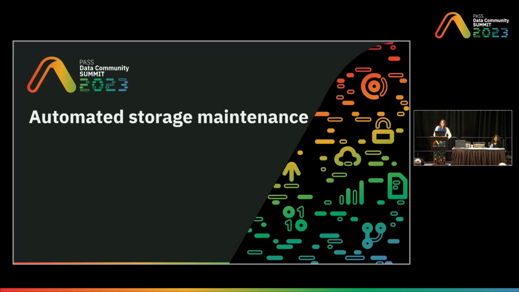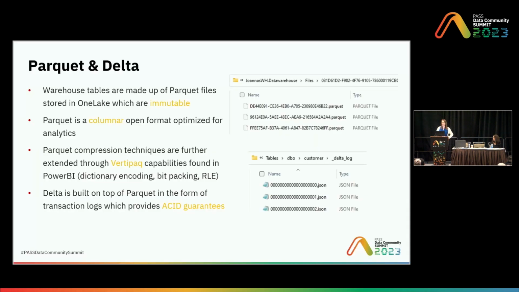Okay, let's talk about automated storage management and maintenance. This is a topic that ties into that no-knobs performance, no-knobs maintenance, and all those sorts of good things. So let's talk a little bit about Delta Parquet, which is what Fabric Warehouse and all the workloads in Fabric are built on. So warehouse tables, as you know, are made up of a bunch of Parquet files with a Delta transaction log on top of them, right?